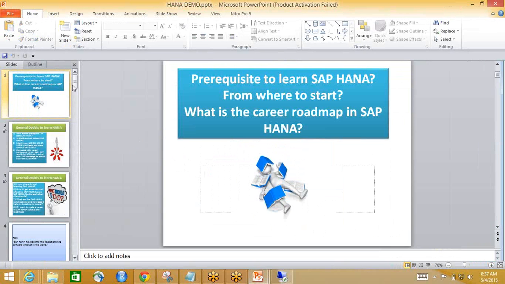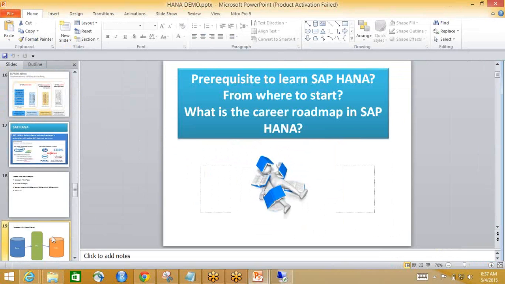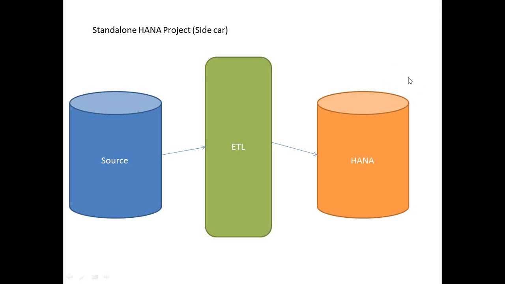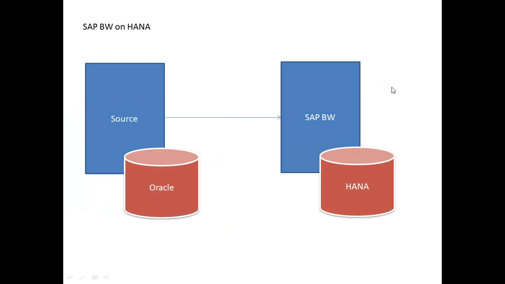ECC would be upgraded to HANA, BW would be upgraded to HANA. This is what I was showing. This is the standalone where you have nothing to do, sidecar. Separately you are installing HANA as a sidecar. So this is one kind of approach. This is where your BW system would be upgraded to BW on HANA. These kinds of projects are called BW on HANA projects. First you need to migrate a BW to a 7.3 version and then plug in this HANA database to the BW. This is called BW on HANA.